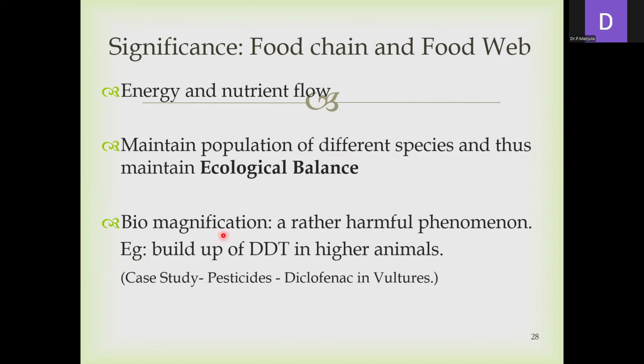Another one is biomagnification. Biomagnification is a harmful phenomenon in which there is a buildup of DDT, chemicals or toxics in higher animals. As the transfer of energy takes place from one organism to another, the amount of these toxic substances keeps increasing. So it is called biomagnification.